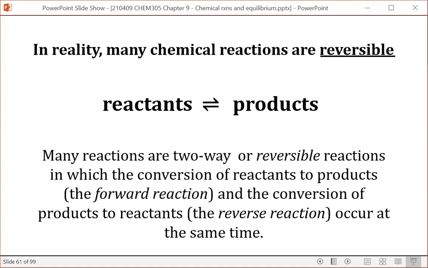But in reality, many chemical reactions are what we call reversible. And in a reversible reaction, the conversion of reactants to products, or the forward reaction, and the conversion of products to reactants, the reverse reaction, can happen at the same time. So we denote reversible reactions in chemistry by using this double-headed arrow to show that reactants can be converted into products, and simultaneously, products can be converting back into reactants.